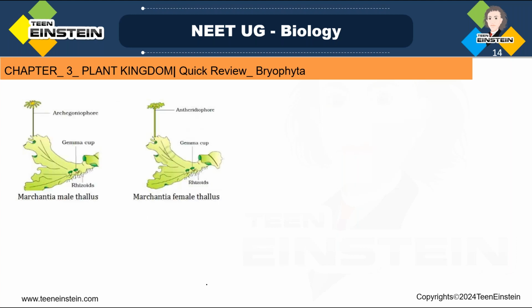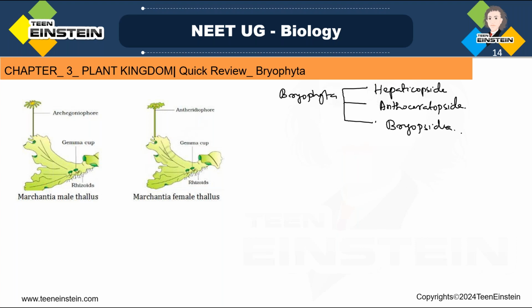Clear? And this Bryophyta is divided into three classes. Which are they? Hepaticopsida, Anthocerotopsida, then Bryopsida. First we need to learn about Hepaticopsida.